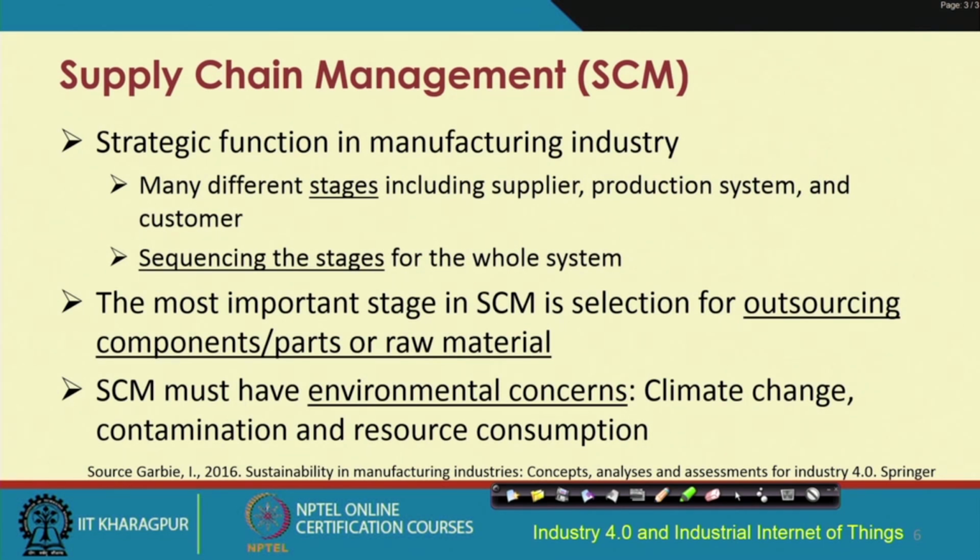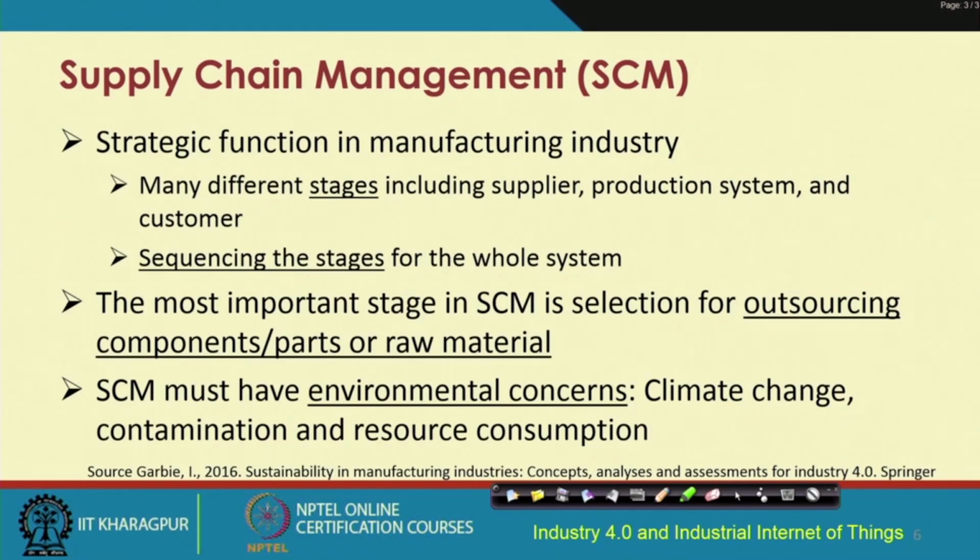Issues of climate change, contamination through the introduction of different wastes to the environment, and resource consumption, how much resources are consumed, resources of all kinds, different human resources, non-human resources. So, all kinds of resources, how much is the resource consumption. It is required basically to optimize the resource consumption, right. So, these are the different supply chain management issues.